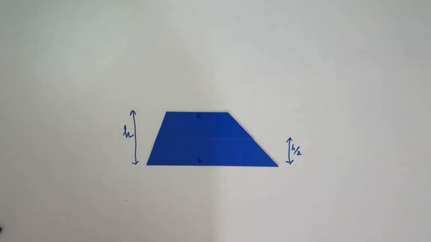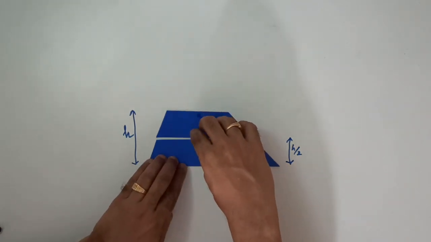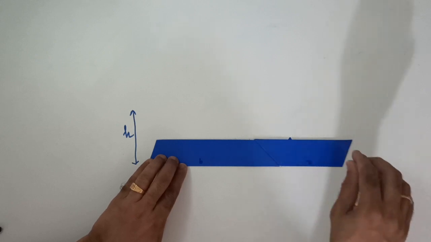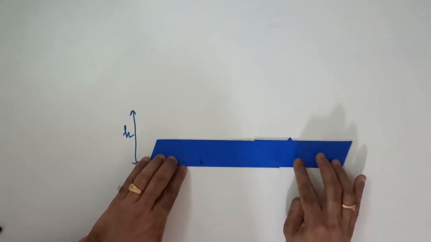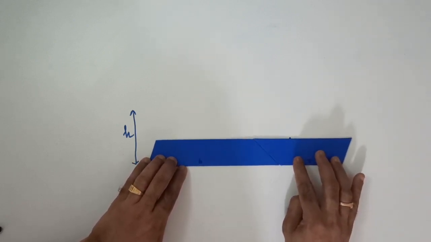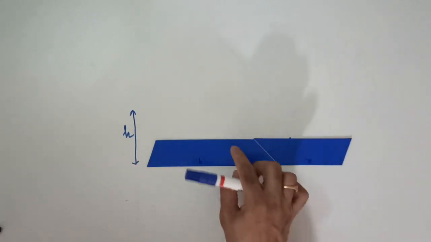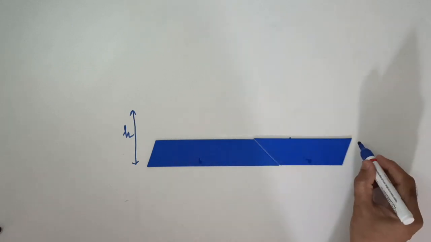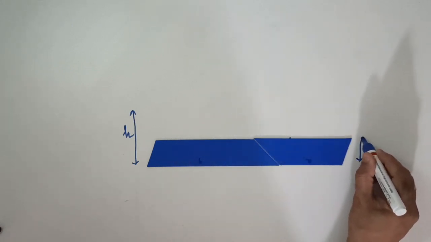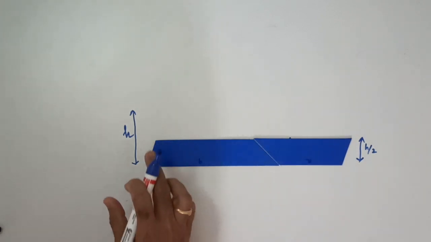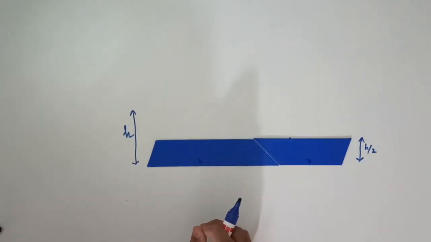So how do we find the area of this trapezium? To find the area of the trapezium, what we do is we rearrange these pieces such that this piece comes down here, right? Now once we bring these pieces like this, again I'll just write down the height. So the height of this was h by 2, right? So this is also h by 2, right? Now this is a parallelogram. You can see that, right?